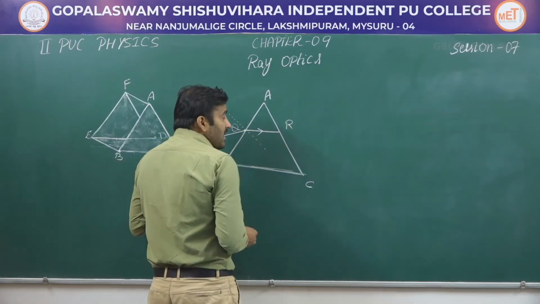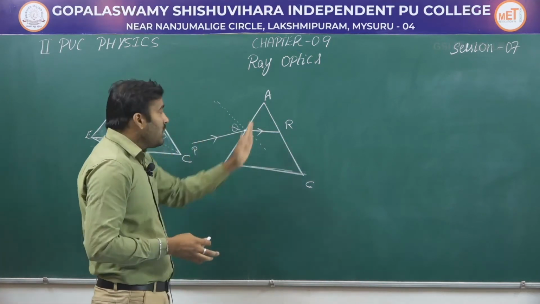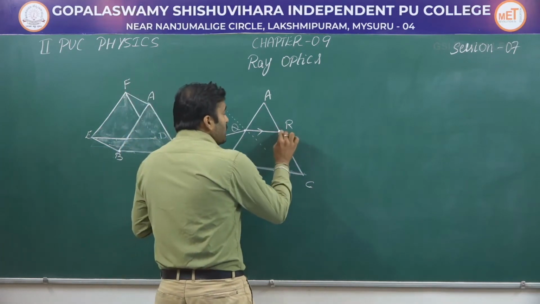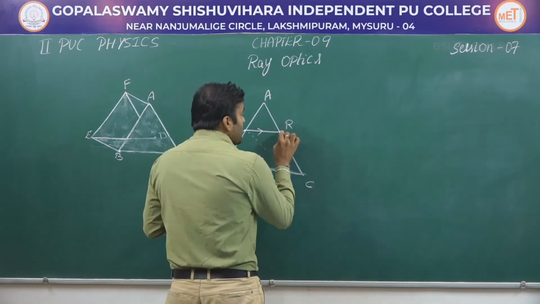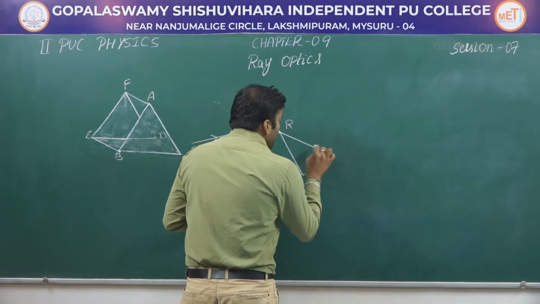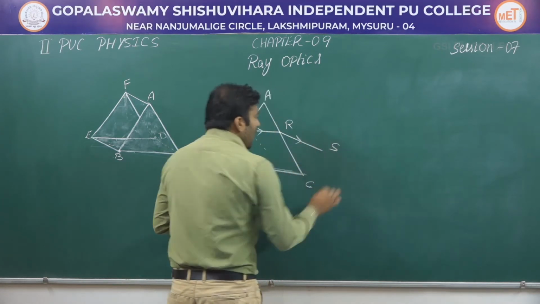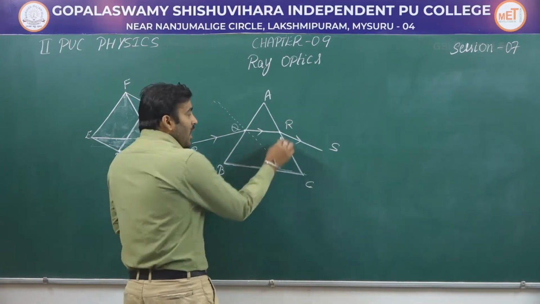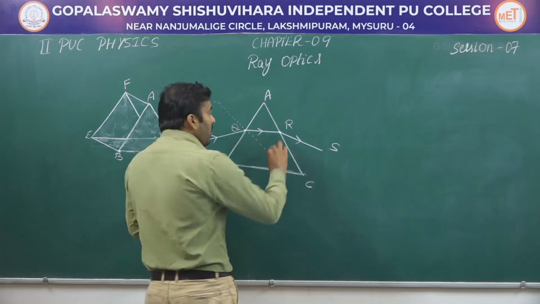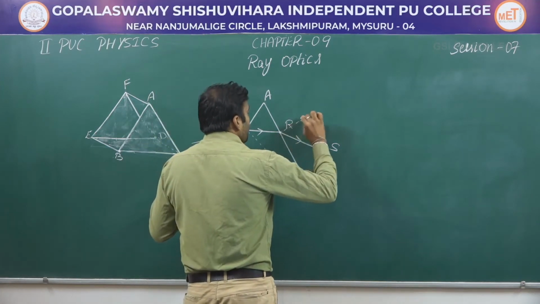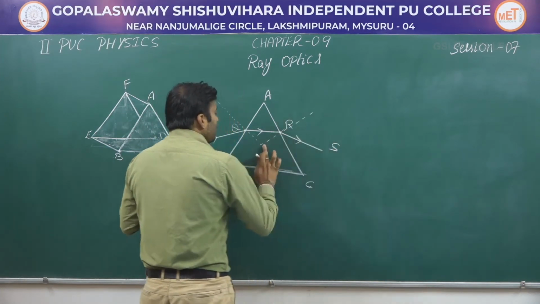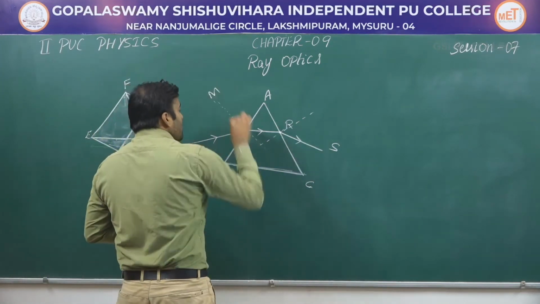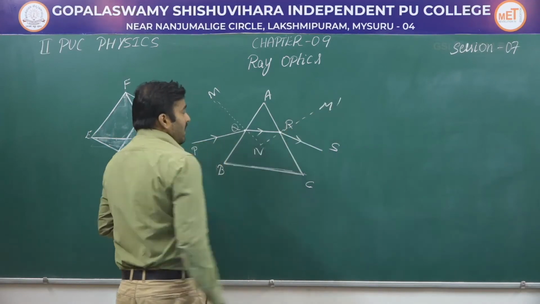Now this refracted ray again undergoes refraction because AC is also a refracting surface. At this point one more refraction takes place, and the refracted ray, which is called the emergent ray, RS, emerges out of the prism like this. If you draw a normal at this point also, it looks like this. This normal joins the first normal. Let me say this normal is MN and this is M'N.